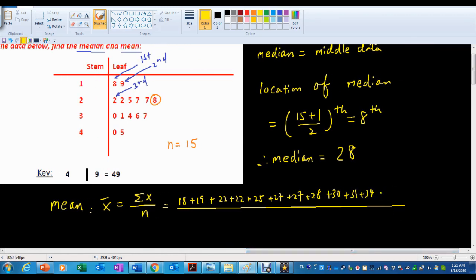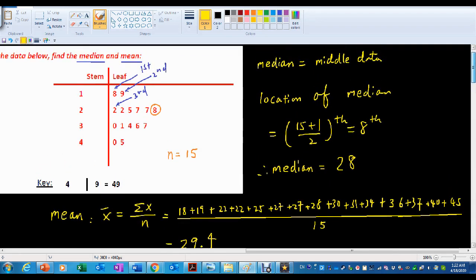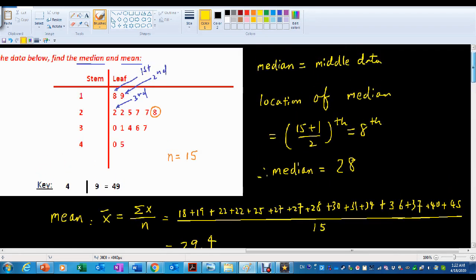Wow, that's very long. 46, 47, 40, 45. Seems I need to elongate that a little bit. Remember, it must be divided by the number of data, that's 15. If you use your calculator, it should be 29.4. So that basically gives the mean and median.